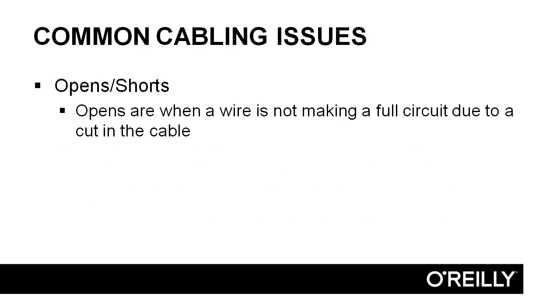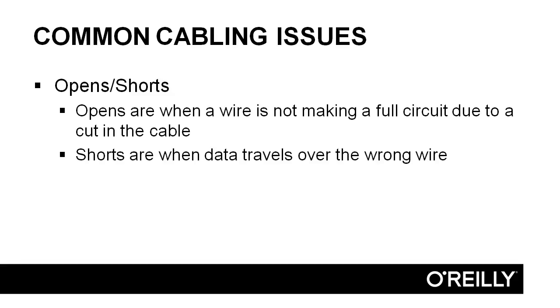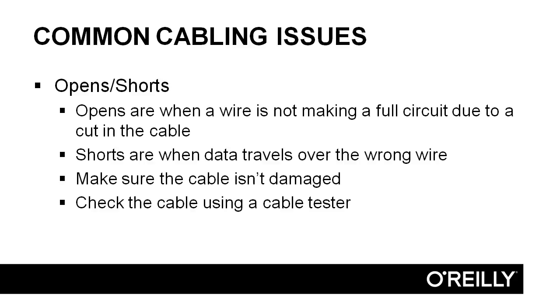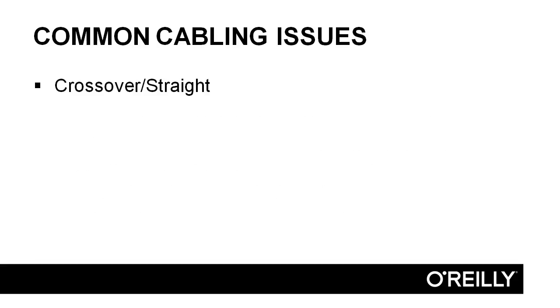Opens or shorts. An open in a wire is when it's not making a full circuit due to a cut in the cable. You basically have an open circuit, it's not closed end to end. And then a short is when you have data or electrical charge traveling over the wrong wire. Now, both of these are going to be the result of a cable that's damaged, or it could have been made improperly, but if it was made improperly, you would have caught it before you put it in the network because you always check new cables with a cable tester, right? But anytime we're getting anything on a cable that doesn't look right, we're going to use a cable tester and it will show us opens and shorts.